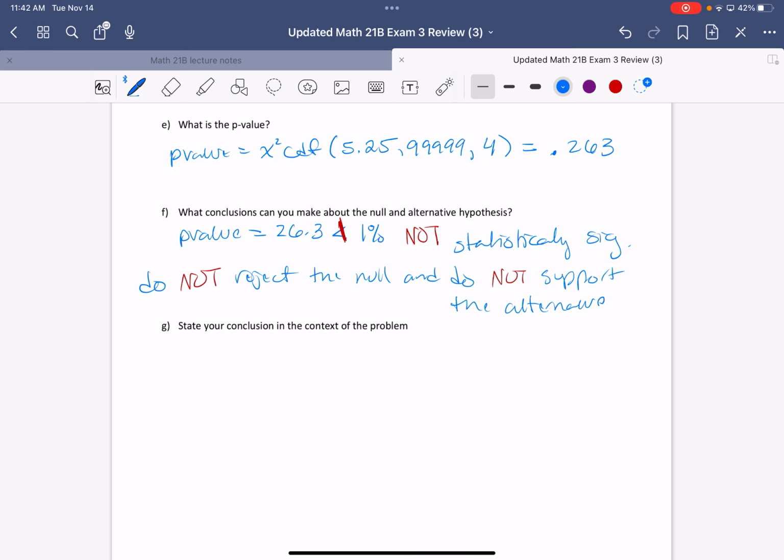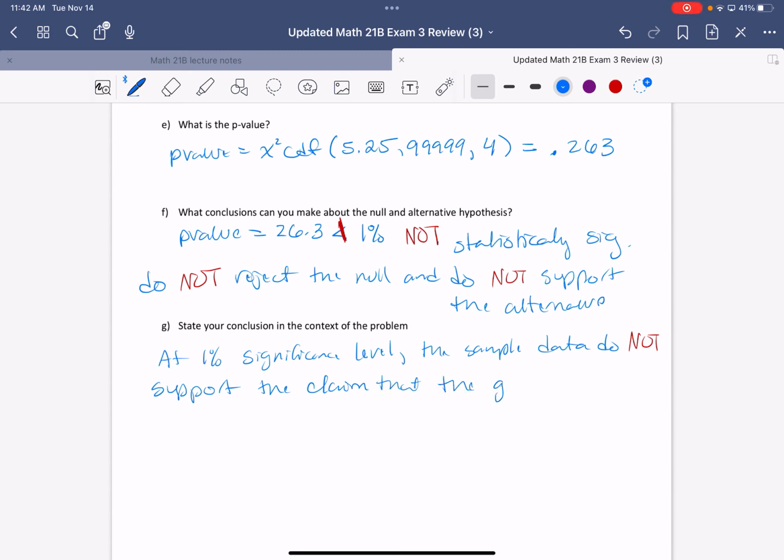Lastly, let's state our conclusion in the context of the problem. So, at the 1% significance level, the sample data do not support the claim that the grade distribution is not all correct.